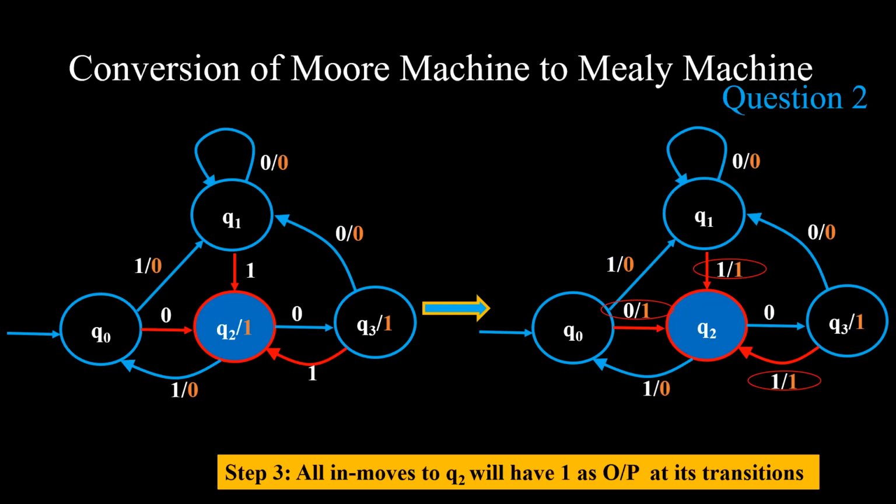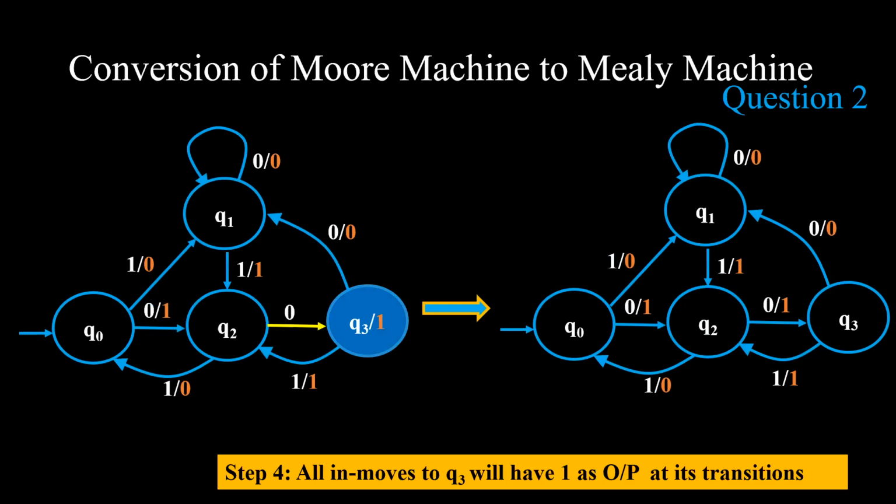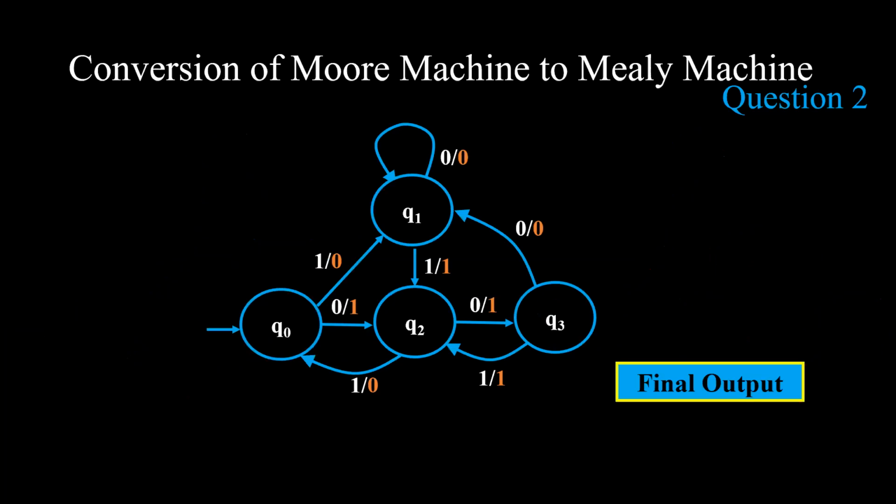Now we have 3 states which have been converted into Mealy. We move to the 4th state, that is Q3. Likewise, the operation will be performed. We have only 1 in move and we have converted. So this is the final output for Moore to Mealy. This is very simple, no special effort required.